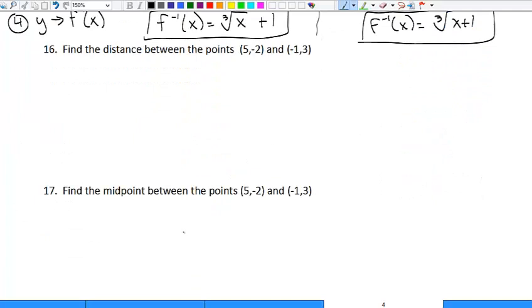On the next problem, we have a distance problem. Find the distance between these 2 points. Well, in order to do that, I need to have the distance formula. So the distance formula is going to be d equals the square root of x2 minus x1 quantity squared plus y2 minus y1 quantity squared. Make sure you have the minuses inside the parentheses but the plus between them. It's very, very tricky to get. You can get those mixed up real easily.